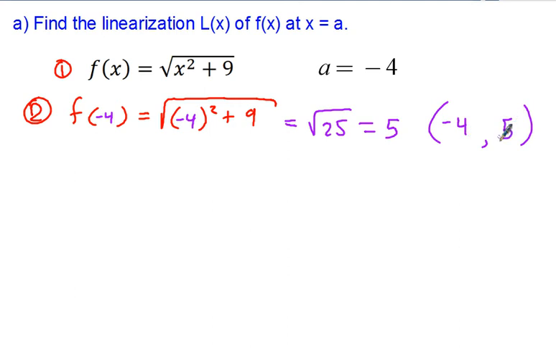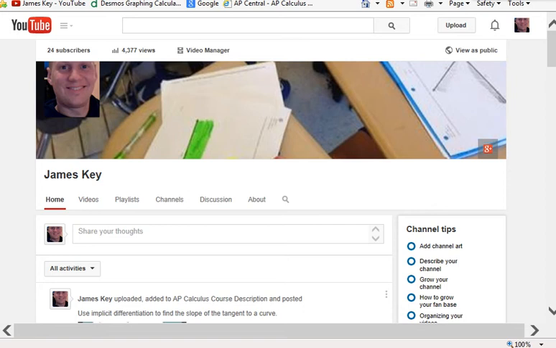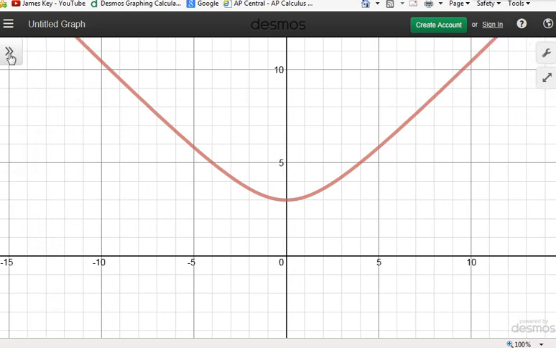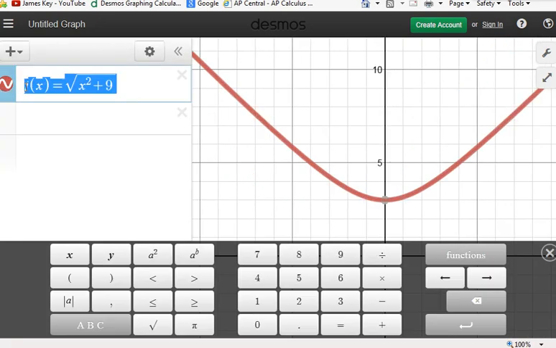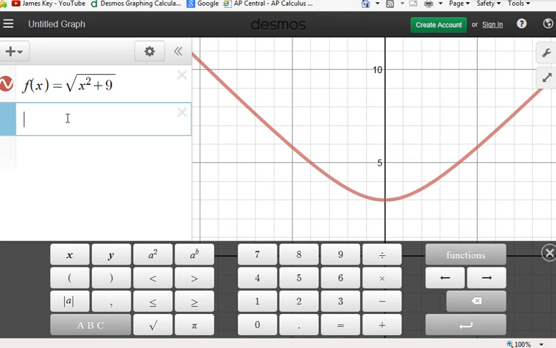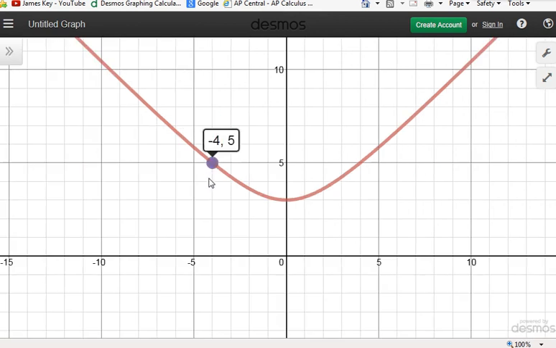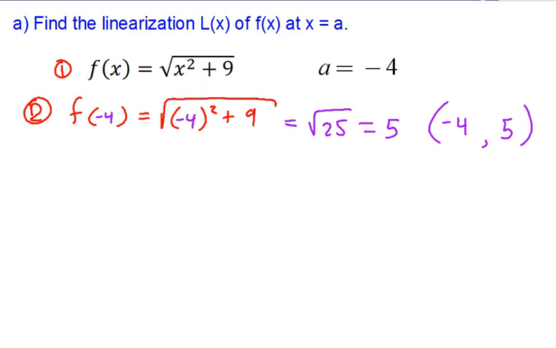Let's pop over to Desmos. And I have typed in the function right here. And let's just go ahead and get the input and the output to verify and visualize. Okay, so our work showed the output was 5, and the technology confirms that that is correct. Okay, so now we have a point on the curve. Let's continue by finding the slope of the curve at that point.